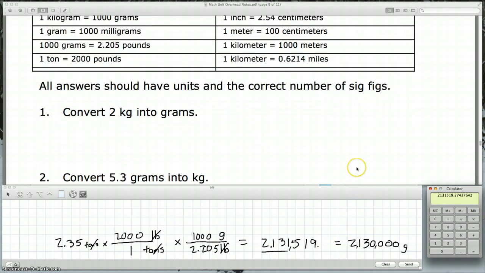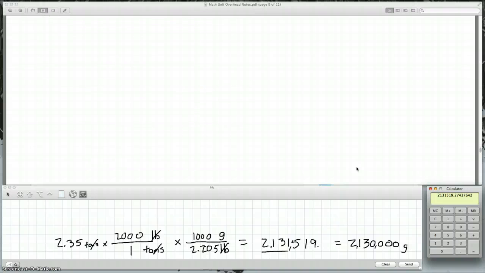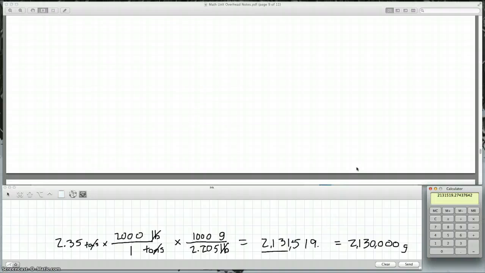And that is it for conversions. A very important thing we're going to do in this class, and we will actually have a benchmark exam on this, so very important that you learn it. And that is it.